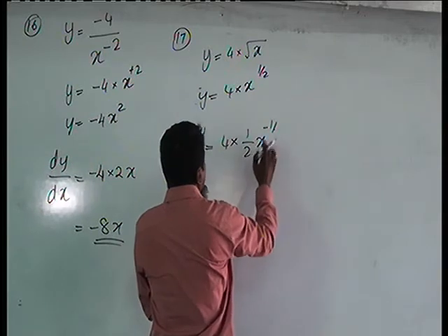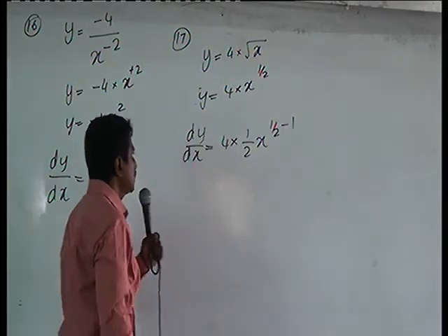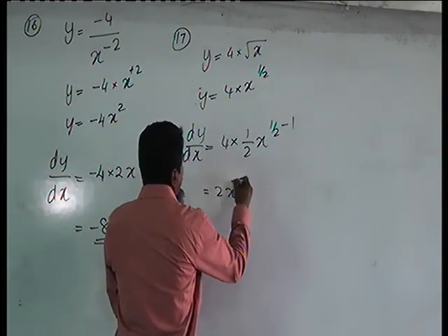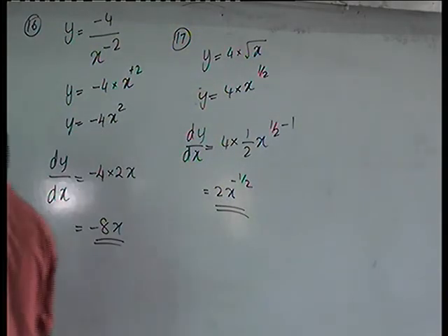So half x to the power half minus 1. So you can simplify 4 with 2. So 2x to the power minus half.